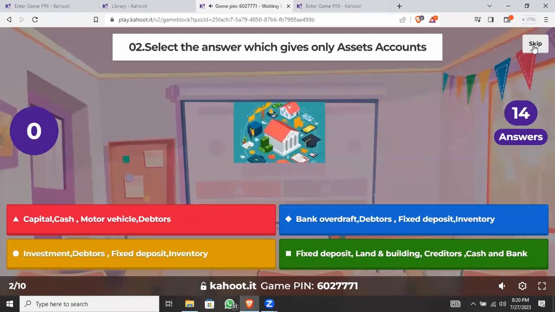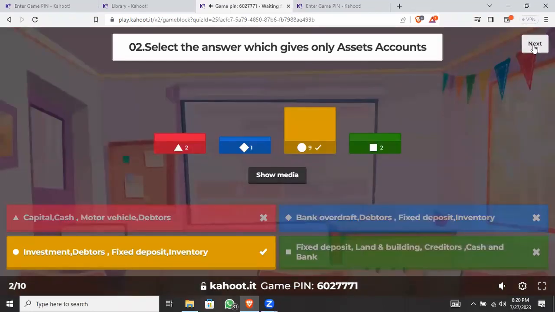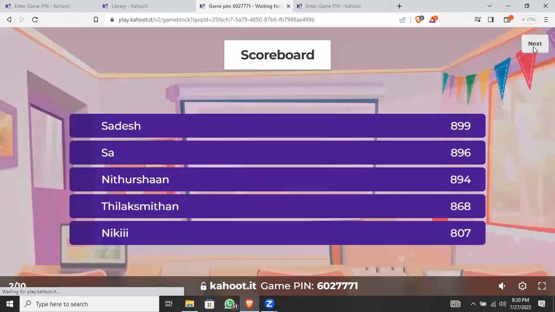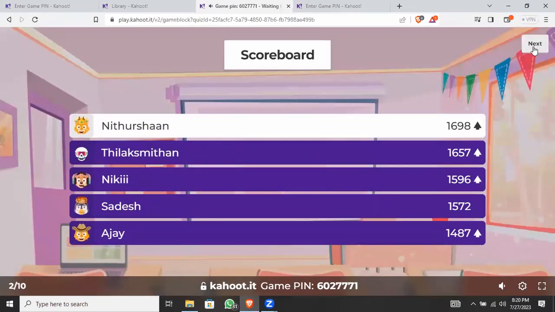Okay, time is over. I got 9 correct answers. I asked to select the answer which gives only assets accounts. Here the answer should be investment, debtors, fixed deposit and inventory. All are assets here. We'll move to the scoreboard. According to the scoreboard, Nidurshan got the first place. So we'll move to question number 3.